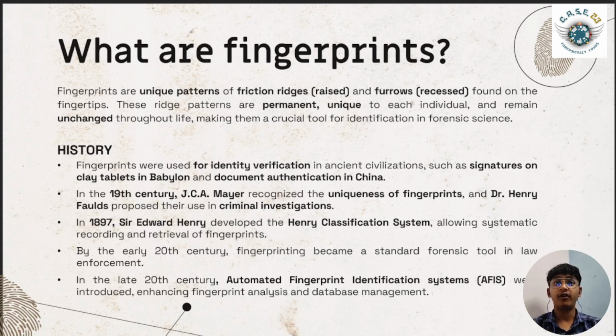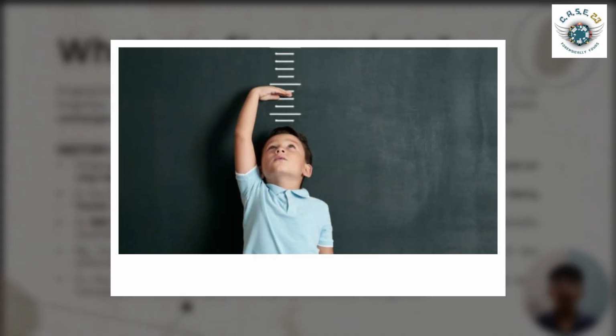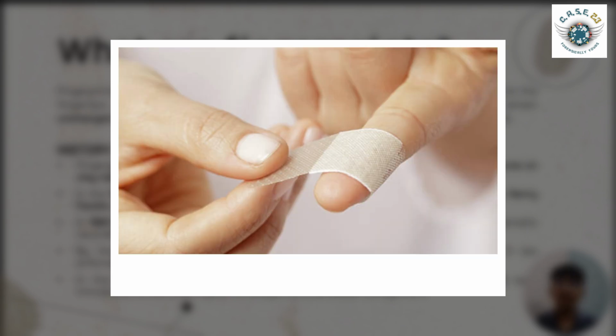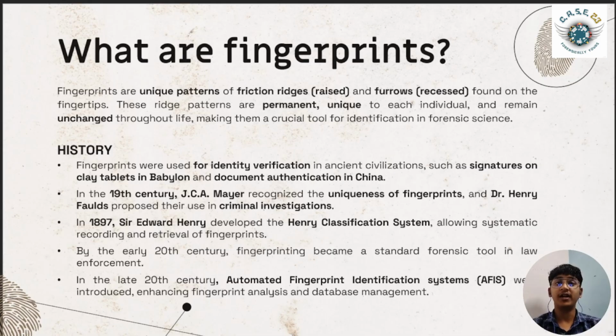They stay with you for life. That's right. Even if you grow up, age, or even get minor cuts, your fingerprints remain unchanged. And here's something mind-blowing. No two people on Earth, not even identical twins, have the same fingerprints. That's why they are such an invaluable tool in forensic science, helping experts crack cases with absolute certainty.